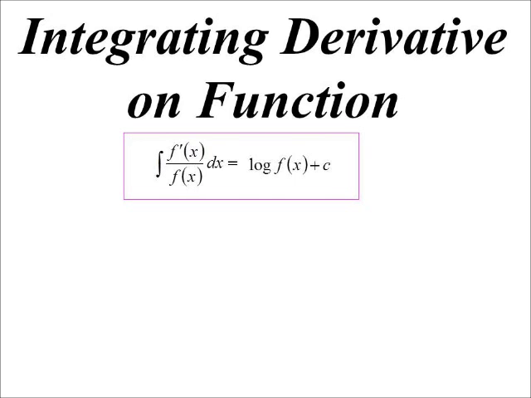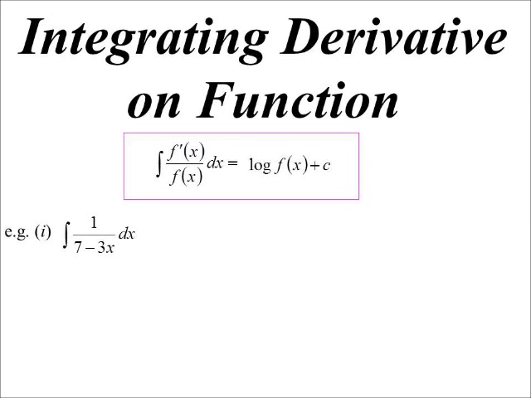If we can set up our integral so that the top of the fraction is the derivative of the bottom of the fraction, then we know the answer will be the log of the bottom of the fraction. So let's have a look. 1 on 7 minus 3x.